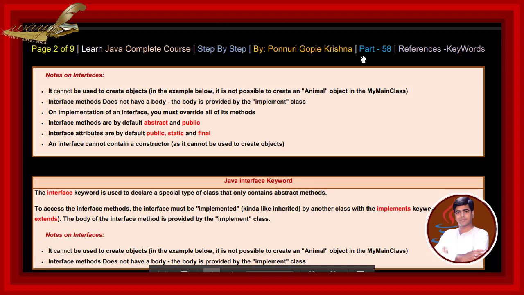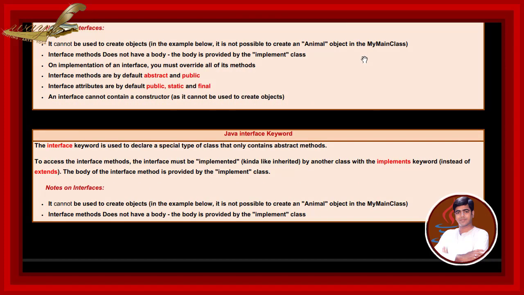Java interface keyword. The interface keyword is used to declare a special type of class that only contains abstract methods. To access the interface methods, the interface must be implemented, kind of like inherited, by another class with the implements keyword instead of extends. The body of the interface method is provided by the implement class.